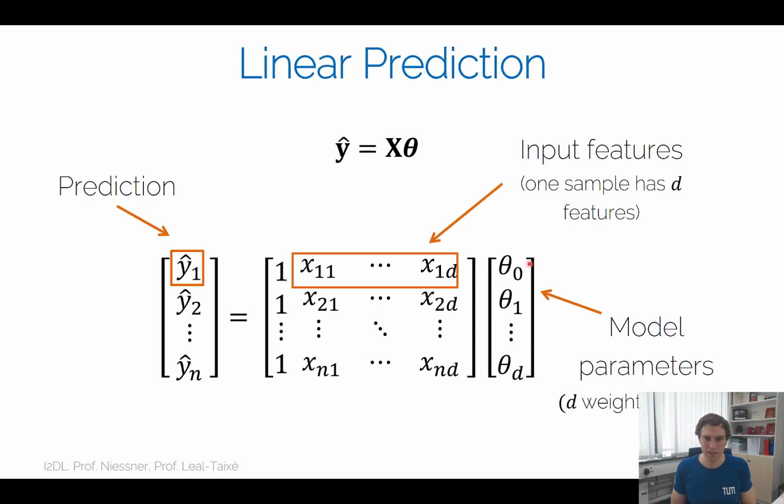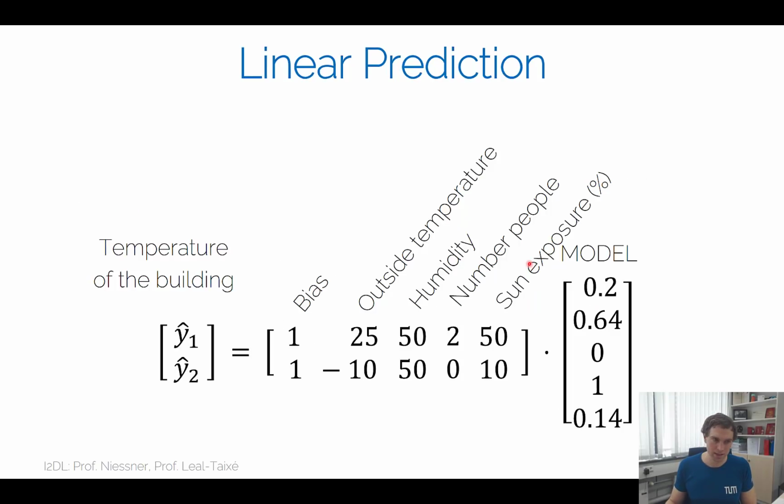Okay, but let's take a practical example. Let's say we have a bunch of our input features: outside temperature, humidity, number of people, and sun exposure. These are our x's that we're feeding in. We have here our bias. Bias we just set to 1, that makes it simple. Here are our model parameters. And in order to get the temperature predictions of the building, we're taking all these inputs and multiplying them with the model parameters here, right?